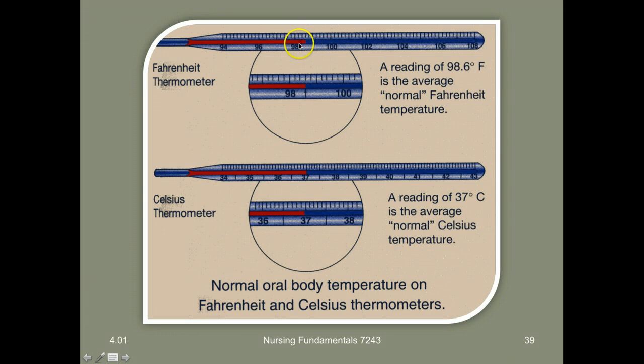So when you look at this particular picture of a thermometer, you can see 96, 97, and 98. So we're going to read where the line ends. So that would put it at 98.6.